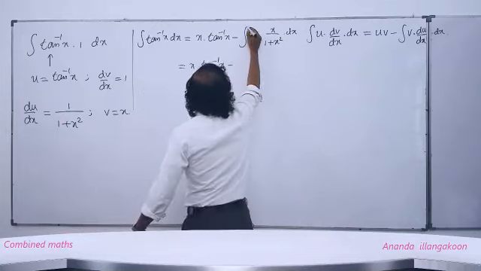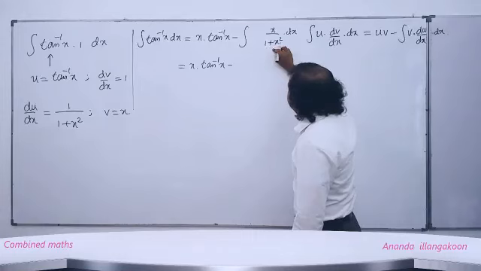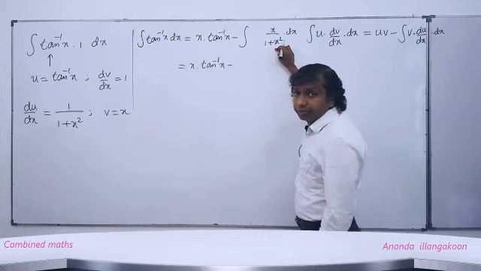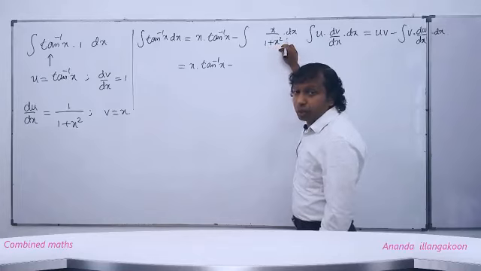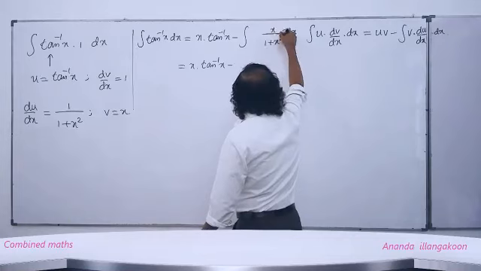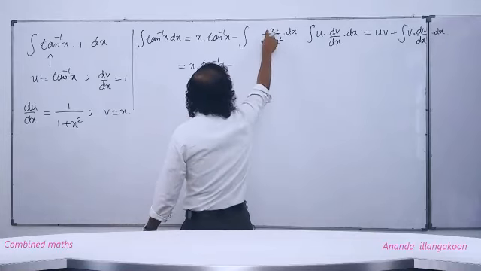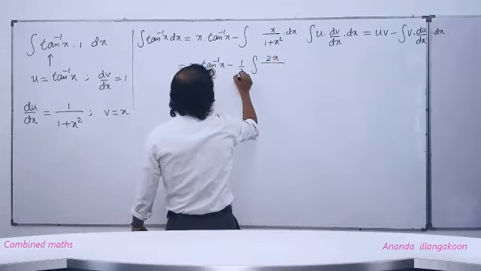How to integrate this? When you differentiate this denominator, the derivative of this 1 is 0, and the derivative of this x squared is 2x. To get that 2x at the numerator, what I do, people, is multiply this by 2 and divide by 2 at the same time, like this.